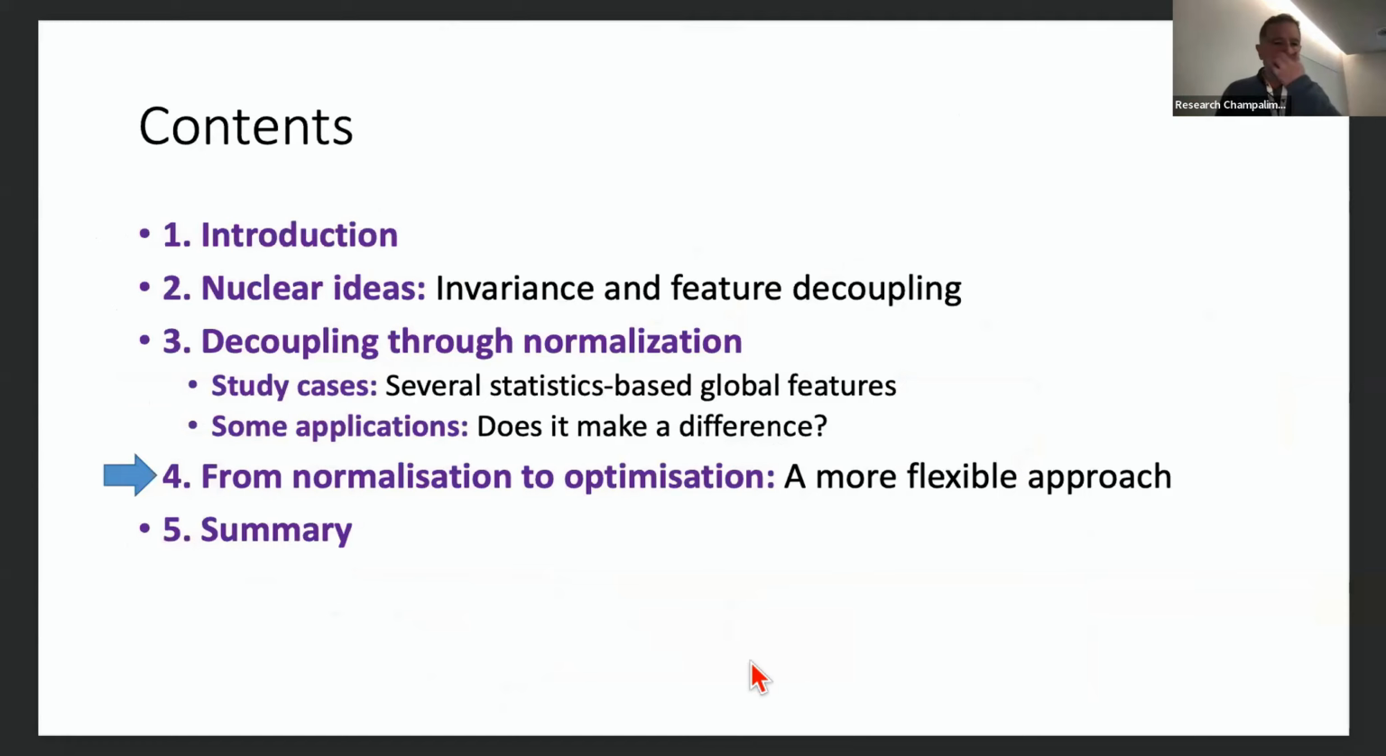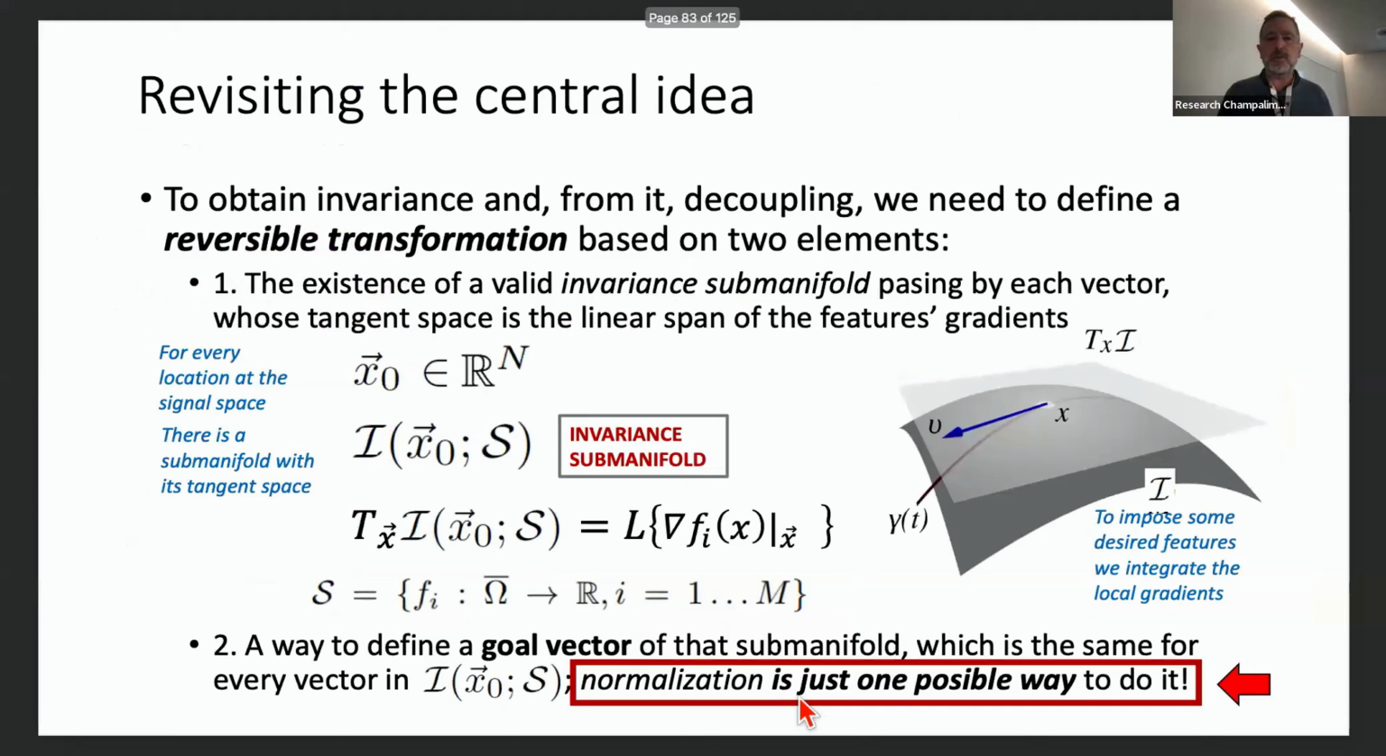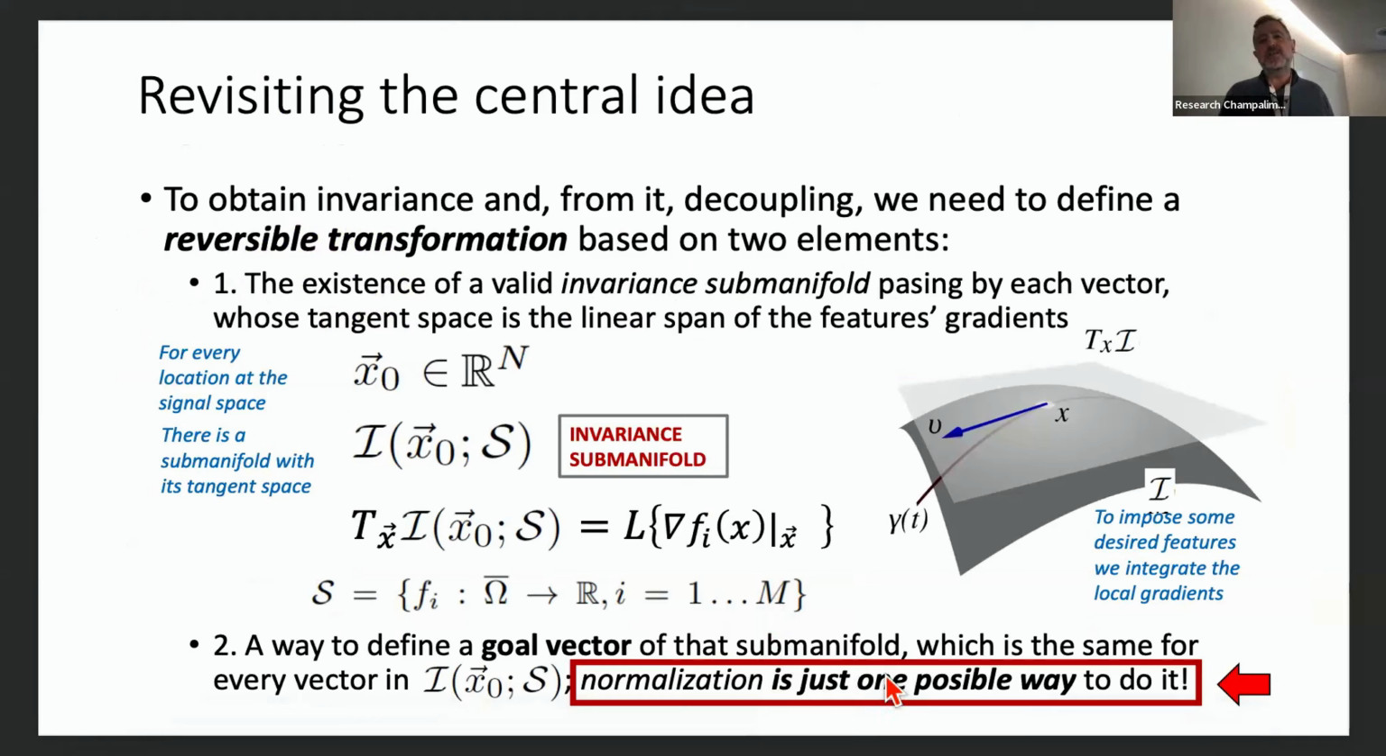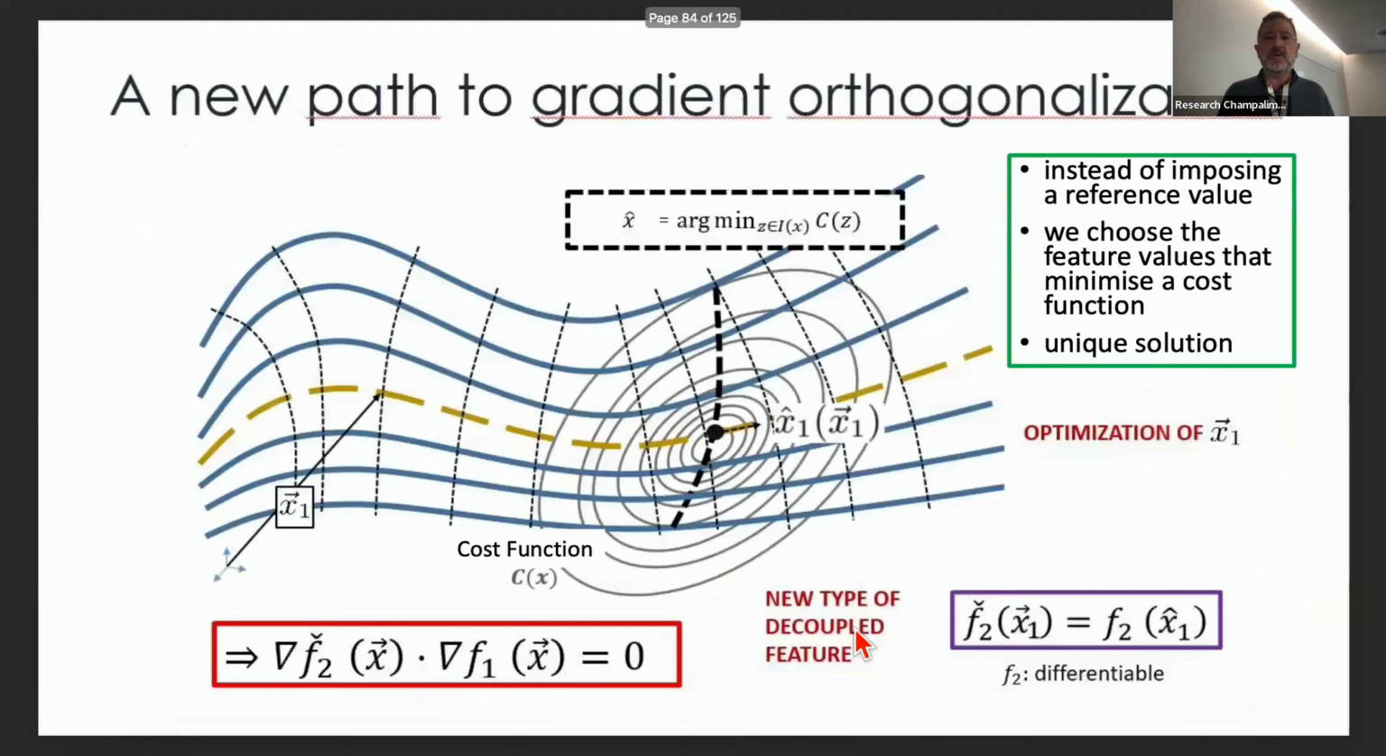And the last topic I want to talk about quickly is from normalization to optimization, trying to make this a more flexible approach. We have talked about navigating within the invariance manifolds until reaching some reference values. But why stop at reference values? We can do other things. We could do averages if we have a density, or we could optimize a function, right? And this is what we have done lately.